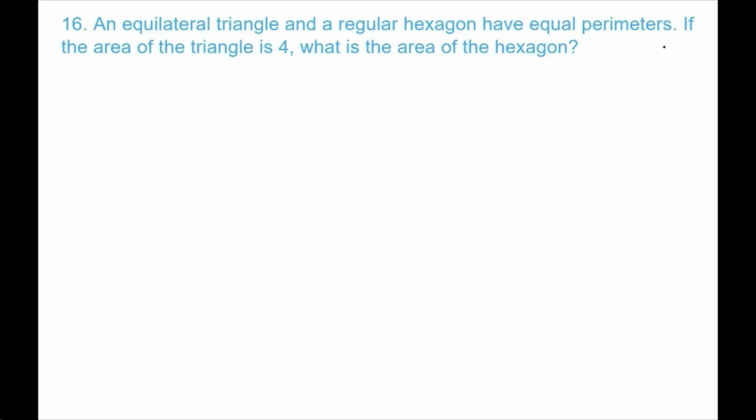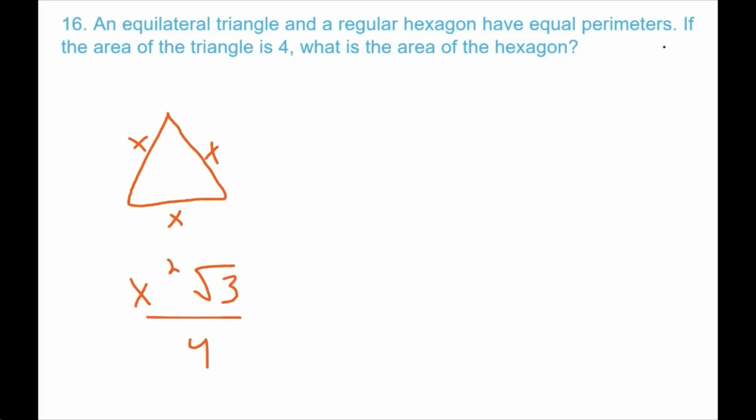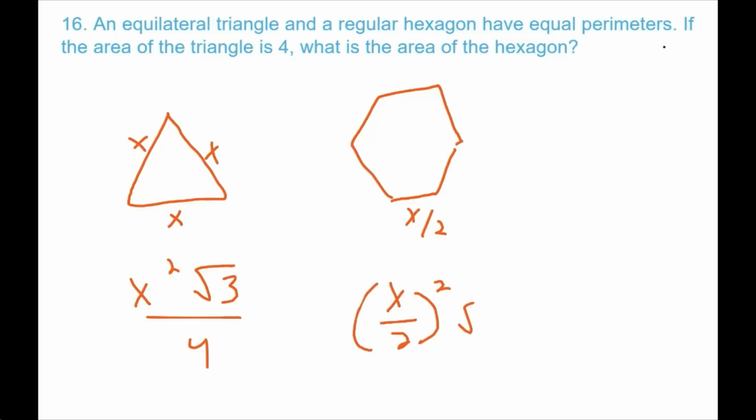The area of the triangle x is x squared root 3 over 4, as that's the formula for finding the area of an equilateral triangle. The area of the hexagon, where each side is x over 2 as your perimeter is the same, is x over 2 squared root 3 over 4 times 6, as there's 6 triangles.